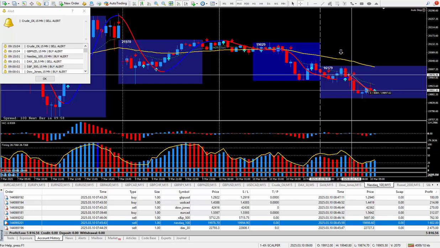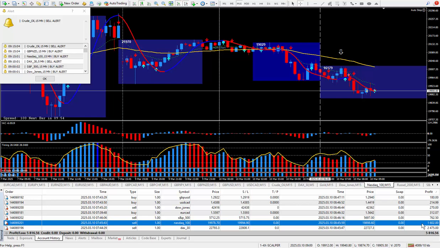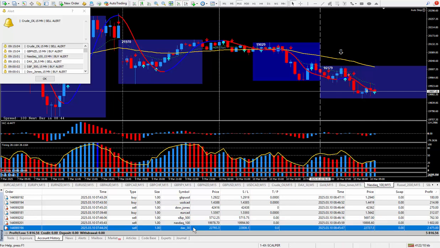There it is right there. You remove the last two digits. 80 ticks, paying out $1,602. Okay, let's move on to the last trade, which is the DAX 30.